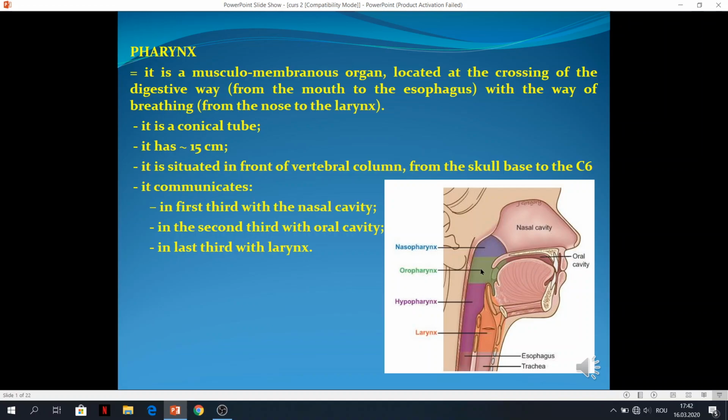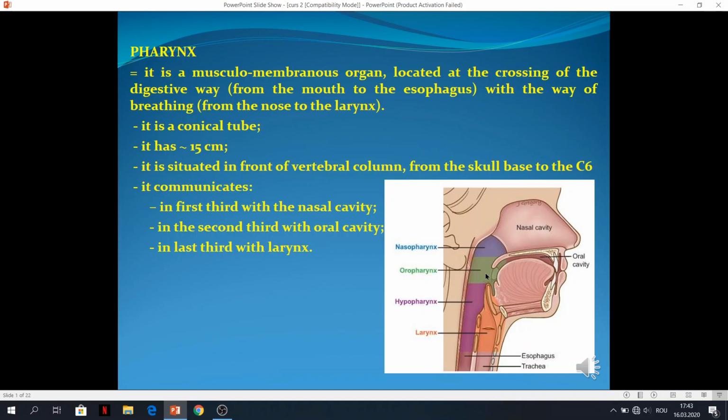In deglutition time, if you remember from last time, the soft palate goes upward and becomes horizontal. It shuts the communication between the nasopharynx and oropharynx, and at the same time the epiglottis goes downward and shuts the entry into the larynx, so that the food from the mouth passes into the oropharynx and then to the laryngopharynx, and then it must go downward to the esophagus. So this is why we can say that the pharynx is a respiratory and a digestive organ.